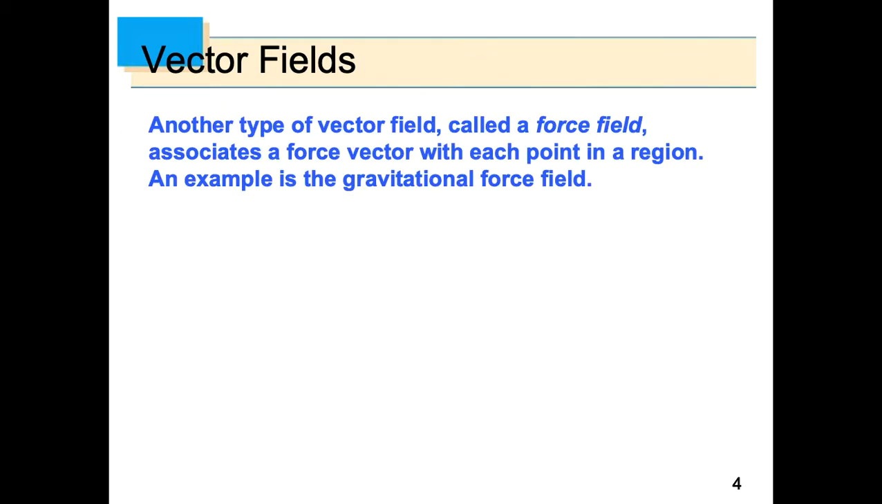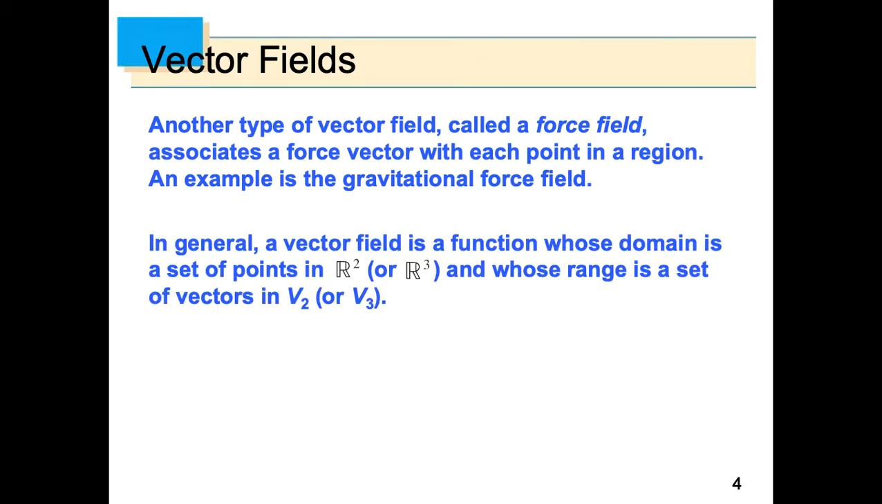Now, as I said, another type of vector field is a force field, and it associates a force vector with each point in a region. So a good example, as I'll talk about more later, and it's in your book, is a gravitational force field. Now, in general, a vector field is a function whose domain is the set of points in R2 or R3. But again, because they assign vectors to each point, domain is a set of points, range is a set of vectors.